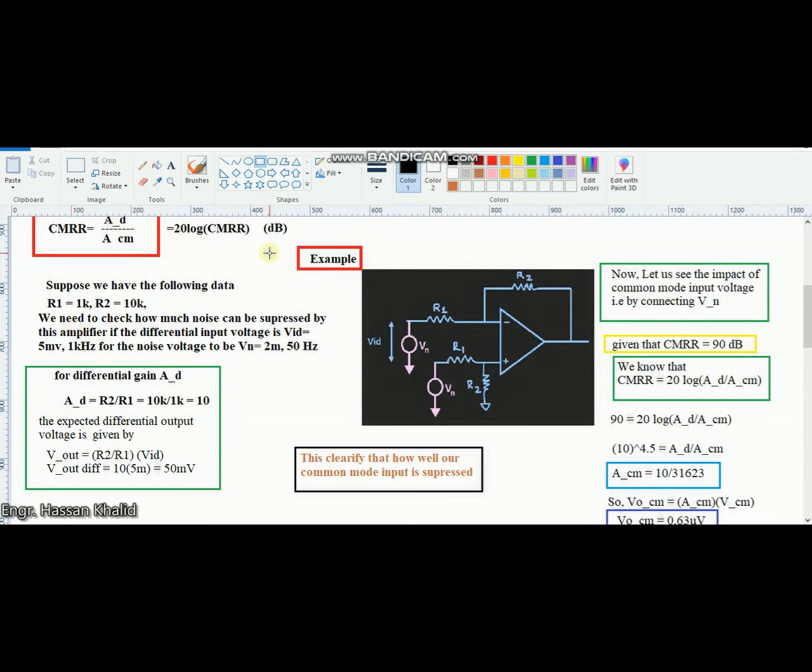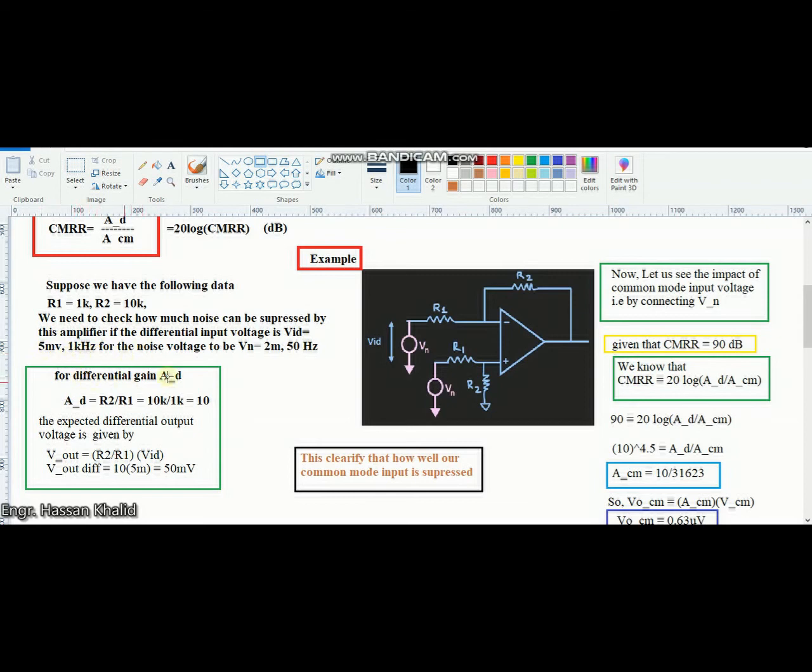Okay, for that purpose we assume that we have two resistors. One is R1, that is 1 kilo ohm, and R2, that is 10 kilo ohm. We need to check how much noise can be suppressed by this amplifier if the differential input voltage, which is the difference between these two nodes, is 5 millivolt, and 1 kilohertz is the specification of this differential voltage present at these 2 points. That means for the sake of the moment, we have removed this common mode voltage, and we are applying 2 different sources, V1 and V2, whose difference is 5 millivolt at 1 kilohertz.